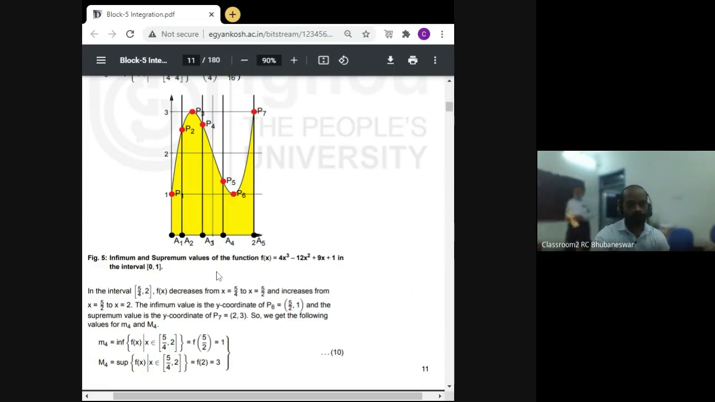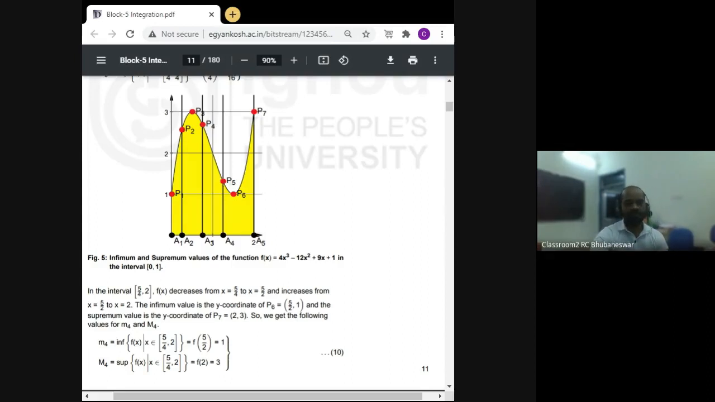So here, according to the figure, if we clearly focus on the interval 5/4 to 2, and in this particular small subinterval, if we observe the functional values at p5, p6, and p7.